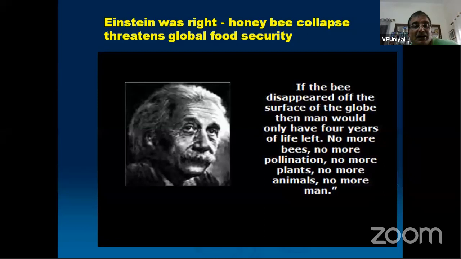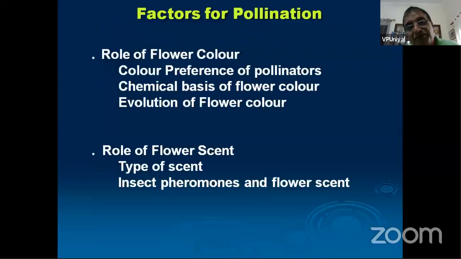But the information on pollinators is limited. I can ask you, how many pollinators are in your village? How many pollinators are in your university campus in Arunachal, in a horticulture university? Just try to observe it. How many pollinators come to pollinate your fruiting plants? I think the information is limited, but those pollinators are very, very important.